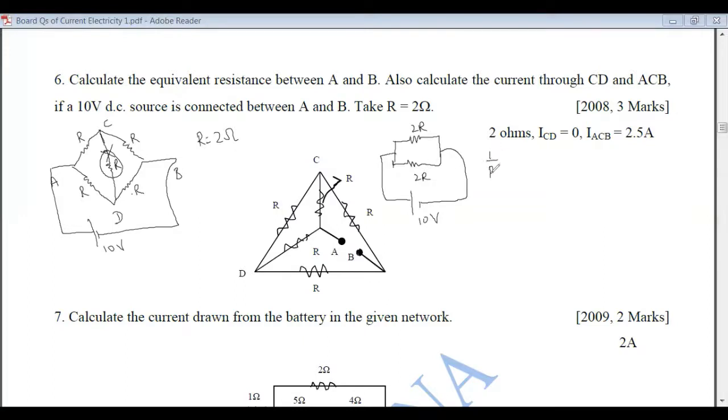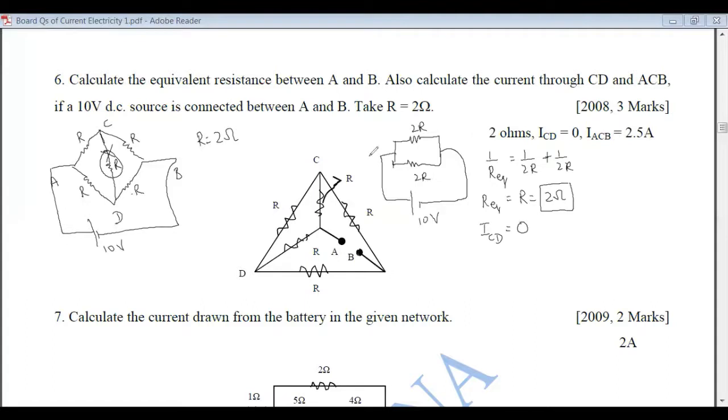Now this 2R and 2R are in parallel. So the equivalent resistance: 1 upon 2R plus 1 upon 2R, which is equal to, taking the LCM 2R, with numerator 2. So R equivalent is equal to R ohms, and given in the question that R is equal to 2 ohms, the equivalent resistance is 2 ohms. Now you have to find the current through the CD arm. As it is the balanced condition, no current flows through the CD arm, that is, the current through the CD arm is 0.